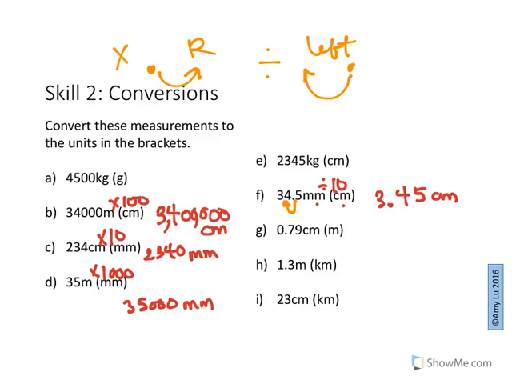We're converting centimeters to meters. That means we have to divide by 100. So we'll move our decimal 2 times. So once, twice, fill in the gap. And so your answer should be 0.0079 meters.